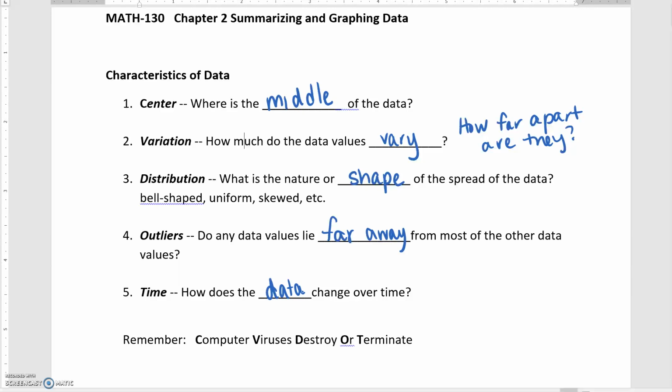Okay, so just a little mnemonic device to help you remember this. Computer viruses destroy or terminate. So the C in computer is for center. The V in viruses is for variation. The D in destroy is for distribution. The O in OR is for outliers. And the T in terminate is for time.